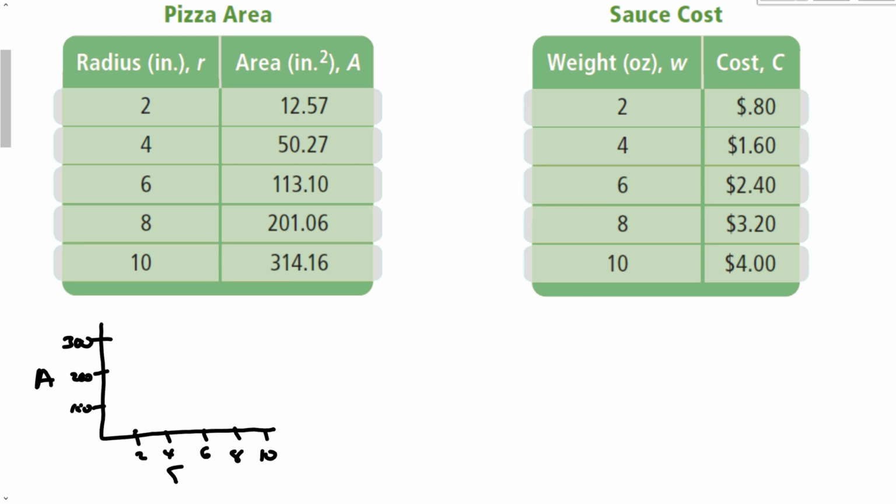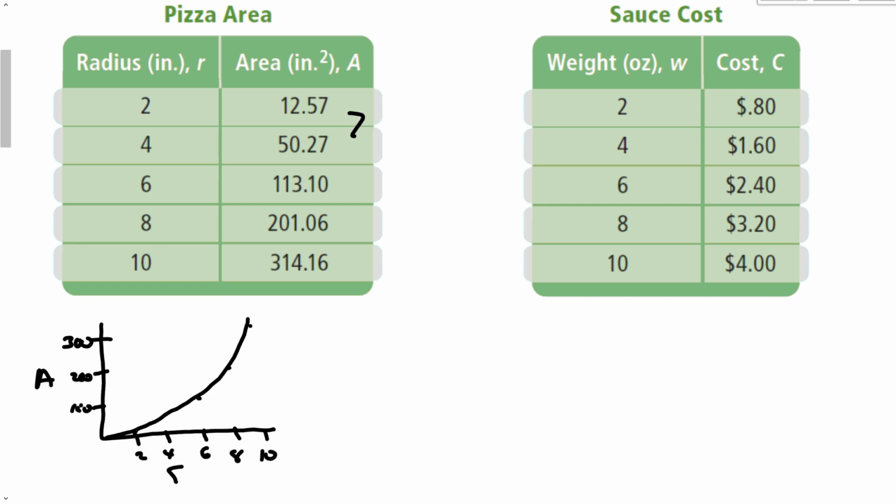So with a radius of 2, my area is 12. Very small. With a radius of 4, that's 50. With 6, that's a little bit over 100, 113. It looks almost straight until we get to 200, and at 10, we get to 314. So you can see as we make this graph, it definitely is starting to curve up.